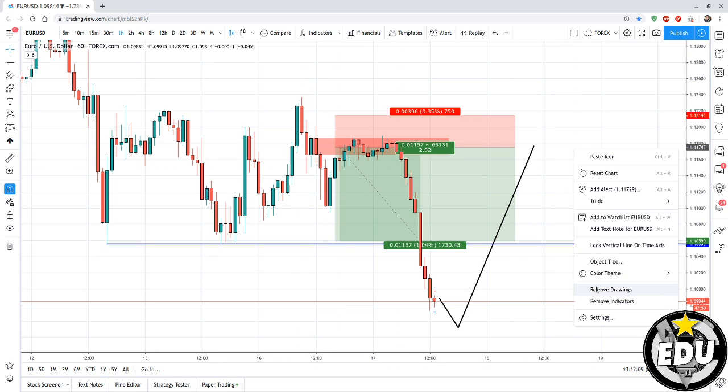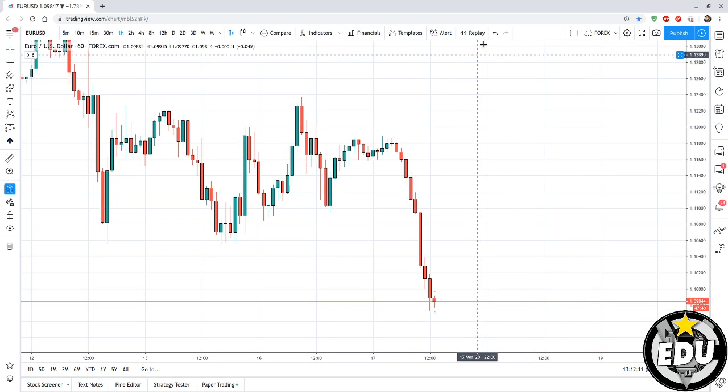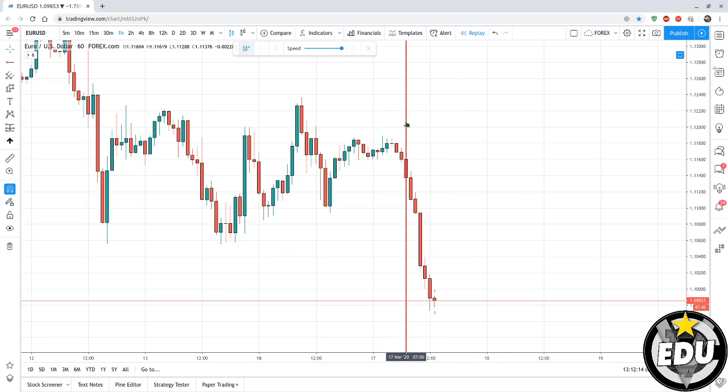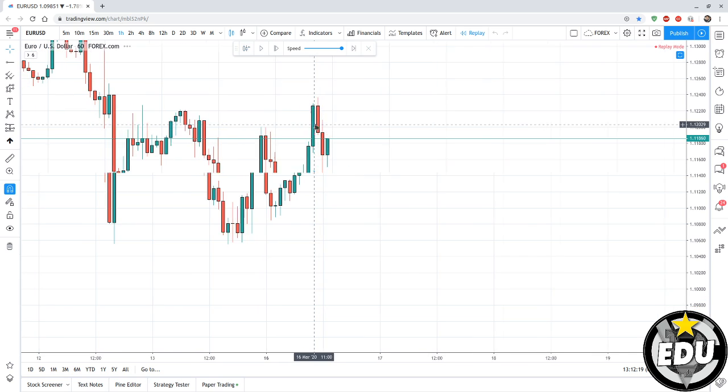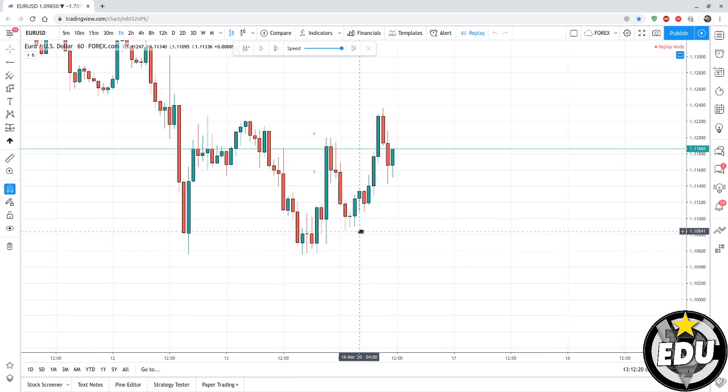But I don't know if you know, remove drawing tools. There is a feature here that can replay the old candles. So we were about right here. Okay, I'm just gonna cut.